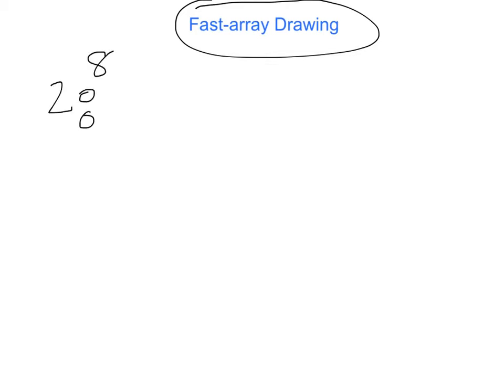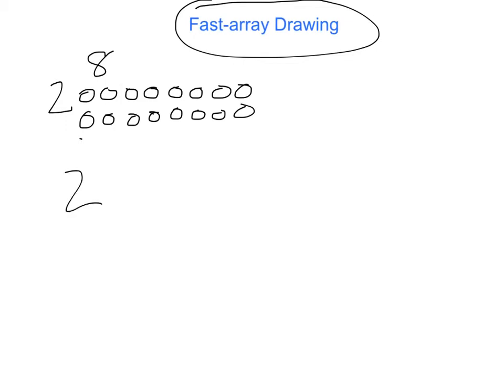So, fast array drawing, that has been one of our vocabulary words. Now, when we were doing array drawings before, if we had a problem like 2 times 8, I would actually put 2 rows and then 1, 2, 3, 4, 5, 6, 7, 8, and 1, 2, 3, 4, 5, 6, 7, 8 over here. And then I would count all of them, and I would see that 2 times 8 equals 16.